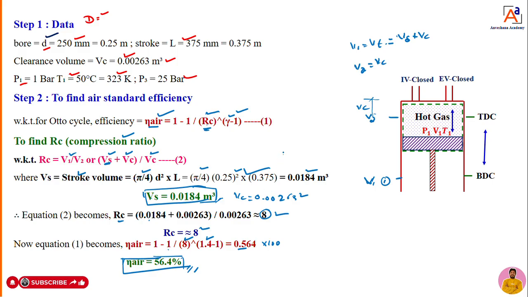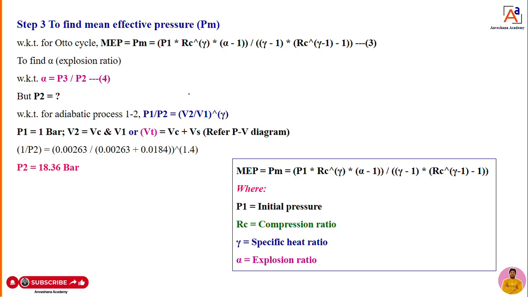Now second, what to do now? Second step, you need to calculate the mean effective pressure. To calculate the mean effective pressure, we have an equation. What is that equation? Mean effective pressure, MEP. Some authors take MEP, some authors take P suffix m, mean effective pressure. That is equal to P1 into RC to the power of gamma into alpha minus 1, whole bracket, whole divided by gamma minus 1 into RC to the power of gamma minus 1. This is the equation we have.